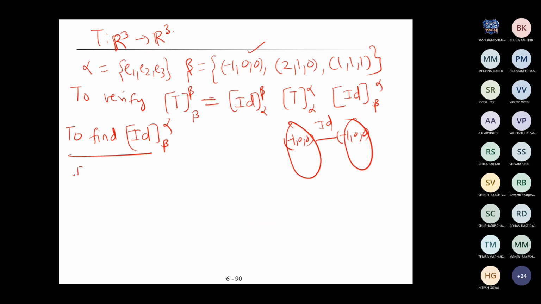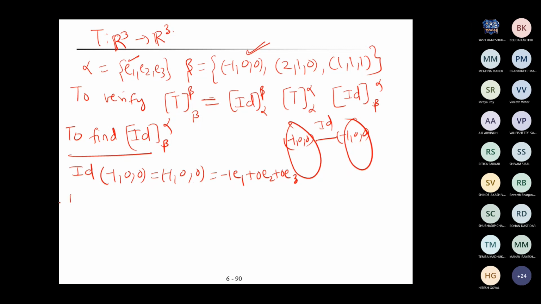Okay. So ID of (-1, 0, 0). What is that? It is (-1, 0, 0). I need to write that, this is an element of beta, as a linear combination of E1, E2, E3. Very simple, right? What is (-1, 0, 0)? It is -1 times E1 plus 0 times E2 plus 0 times E3.